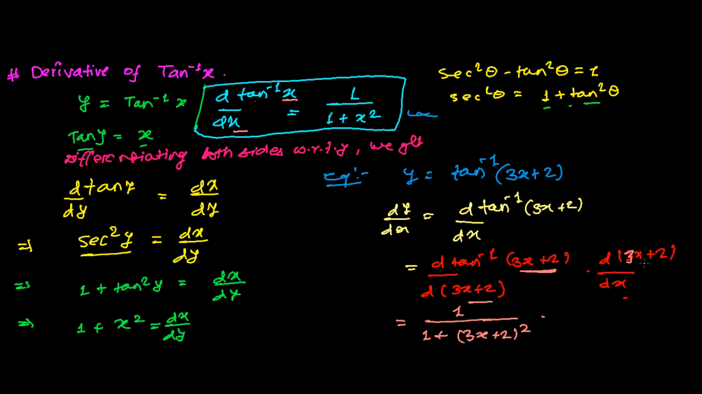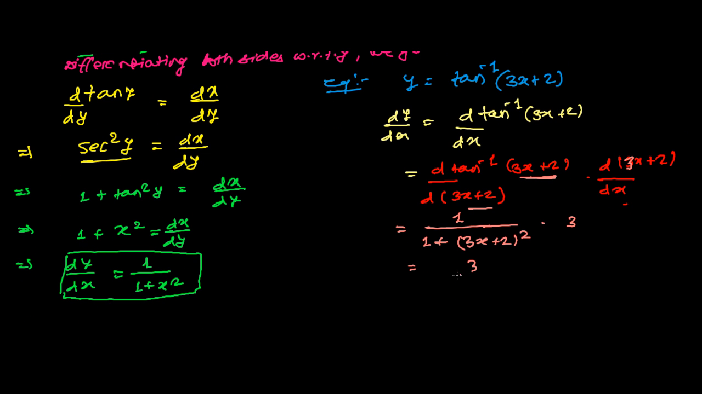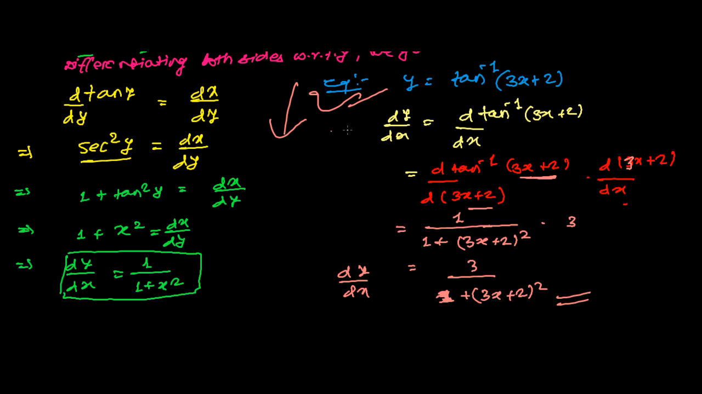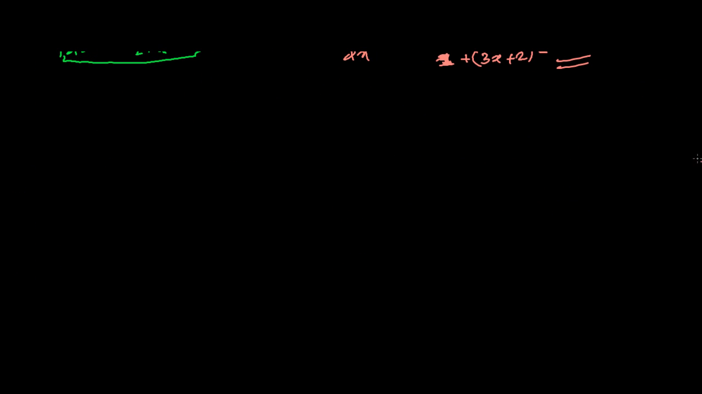What is the derivative of 3x plus 2? The derivative of x is 1, and 3 is the coefficient, so it comes outside, just 3, and the derivative of 2 is 0. So we can just write 3 over 1 plus (3x plus 2) whole square. This is the required derivative of the given function. So this is how we can find the derivative of the tan inverse function using the formula. But if you don't want to use the formula, you can find it in this other process. Let's try another example.